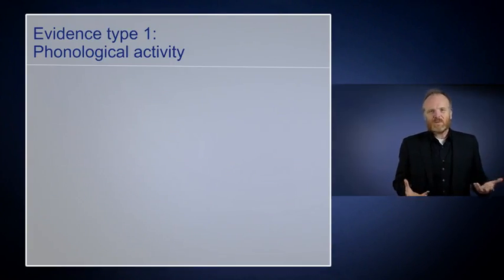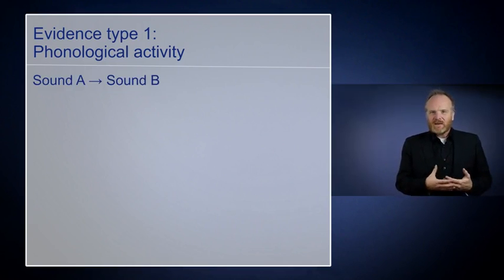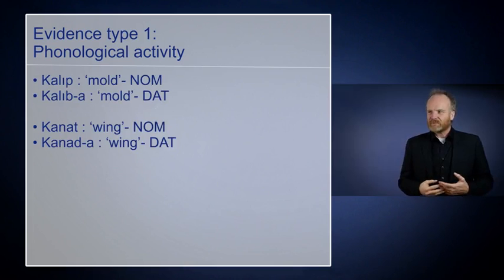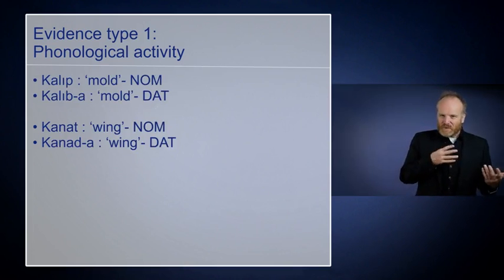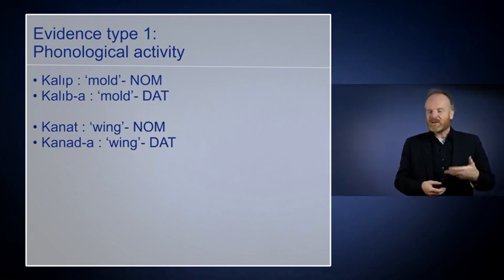Well, one kind of result comes from phonological activity, as it's called. In languages, sometimes one sound changes into another sound. This can then usually be described as one feature changes into another feature. Look at the following example, which I took from Turkish. What you see here is various words in two different cases. A nominative, that's the nom, and a dative, that's the dat case. You see that this dat case has an ending, an a.